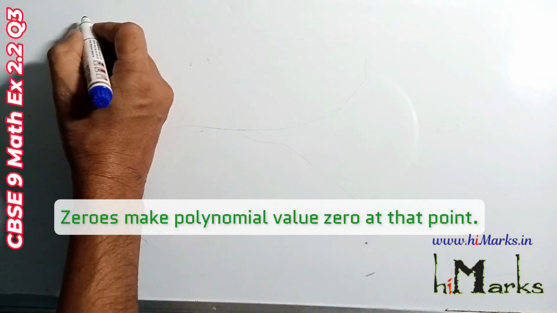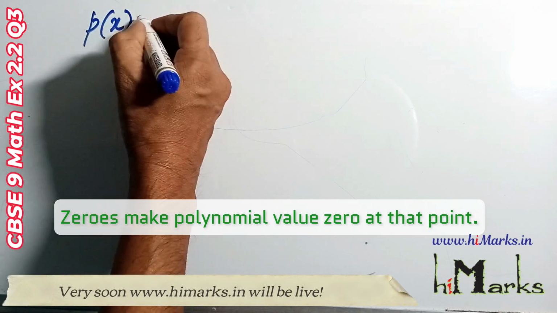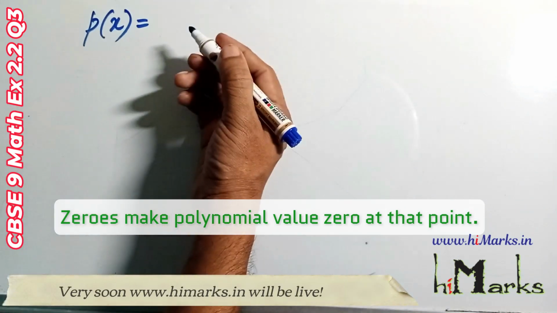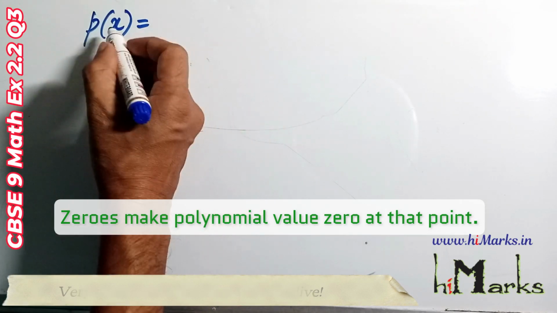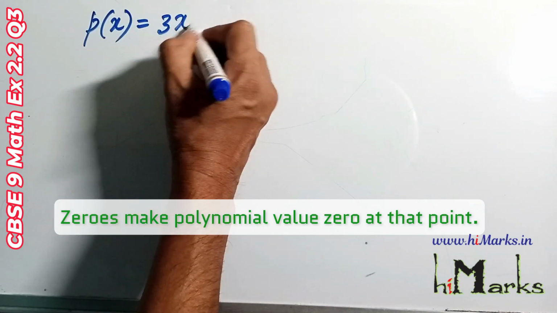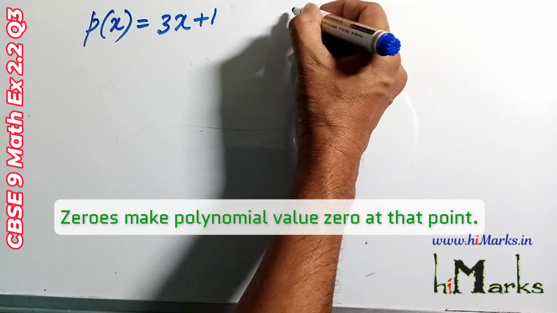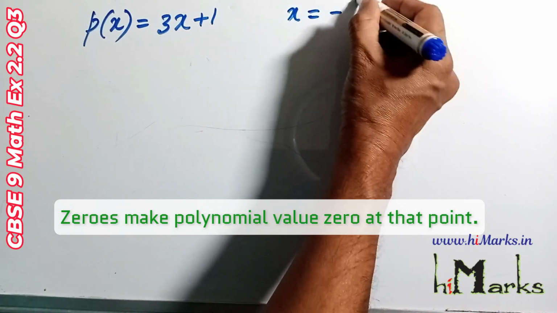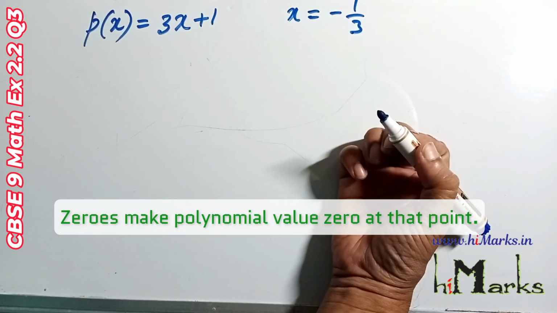So here p of x is a polynomial. So this relation, you can write f of x also, there is no problem. So p of x is given as 3x plus 1. Now it is asked to test whether x equal to minus 1 by 3 is a zero of the polynomial.